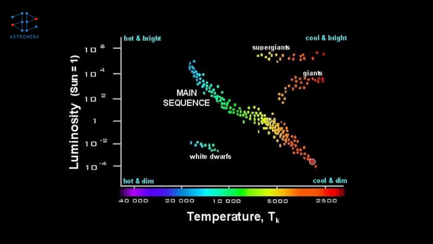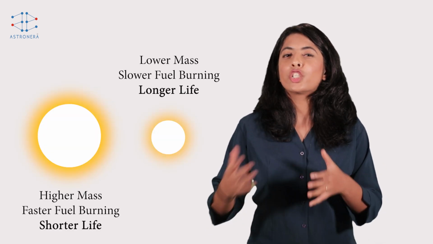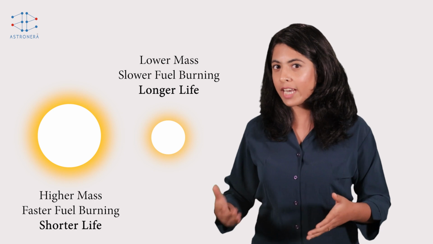When a new star is born, it is placed at the bottom of the main sequence. It has less temperature and is also less luminous. The duration of its life on the main sequence depends on the amount of hydrogen available to be consumed in the core of that star. Also, the rate of hydrogen consumption matters here. The more massive the star is, the shorter is its main sequence lifetime.